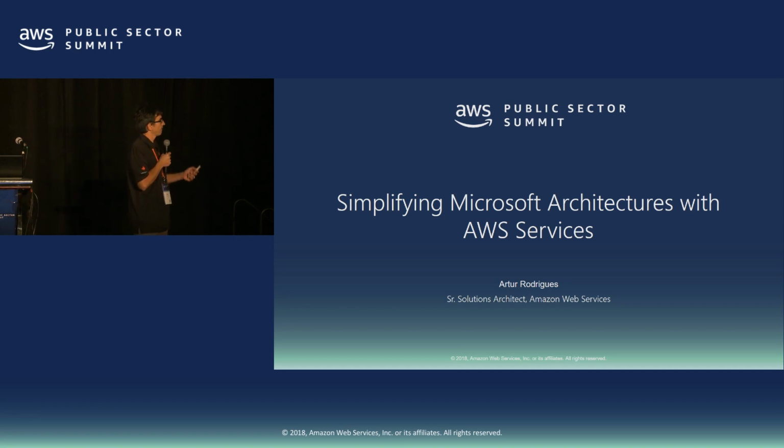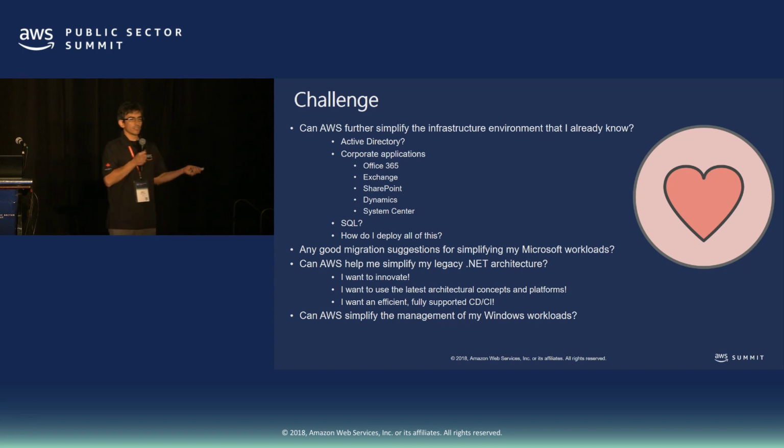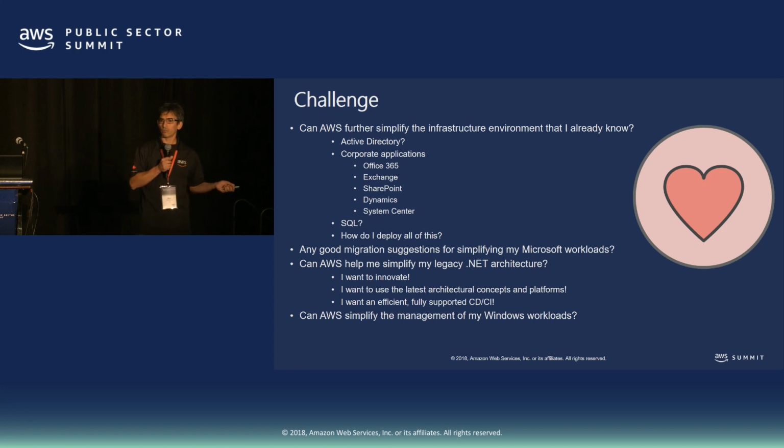So let's get started. The topic today is simplifying Microsoft workloads. And these are the challenges that I've seen in my customers. I'm also part of a team at AWS that helps customers all over the world to adopt Microsoft applications on AWS. And the questions that I constantly hear from them are: what can I do about my Active Directory? How can I use Active Directory on AWS? What about my corporate applications, Office 365, SharePoint, Dynamics, System Center?